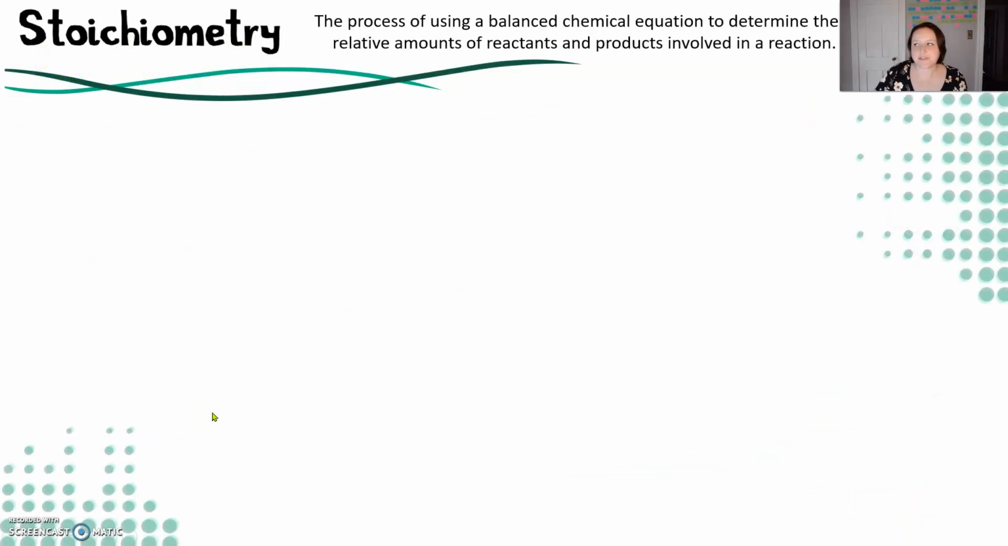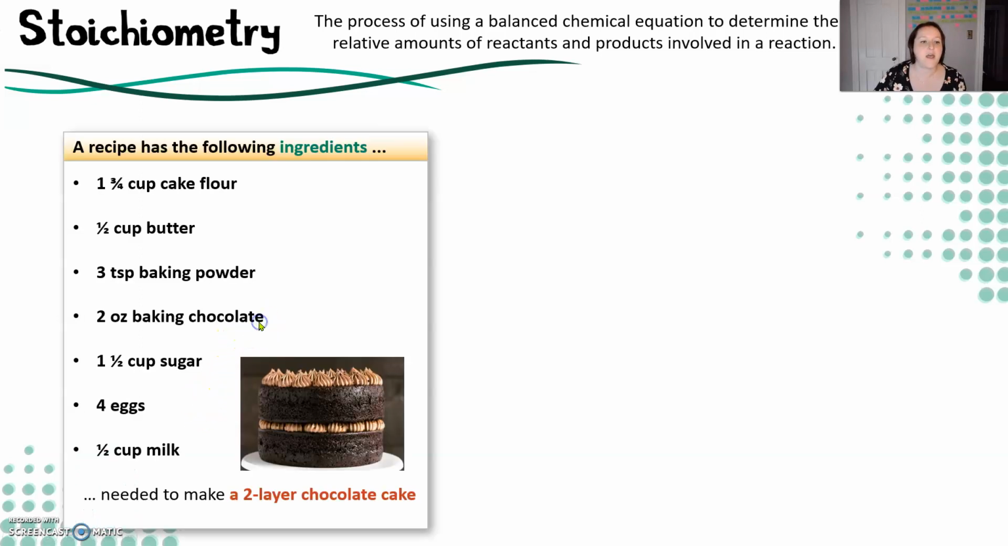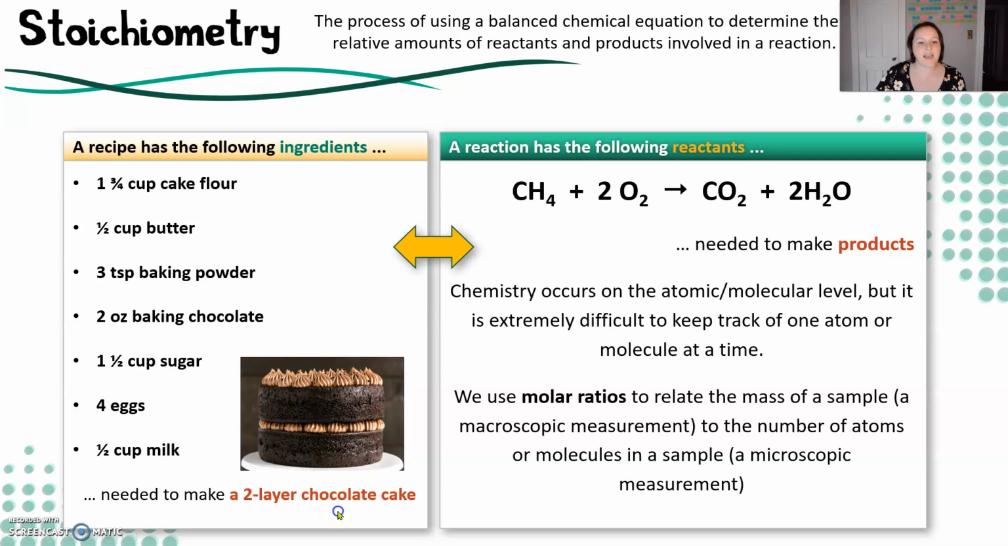As we've seen previously, stoichiometry is a technique that uses the balanced chemical equation to determine the relative amounts of reactants and products involved in a reaction. Much like how a recipe allows us to determine how much of each ingredient is needed if we want to scale a recipe up or down. Here we have a recipe for a chocolate cake that requires a specific amount of each ingredient to make a 2-layer chocolate cake. A chemical reaction tells us how many reactants we need to make a certain amount of products.